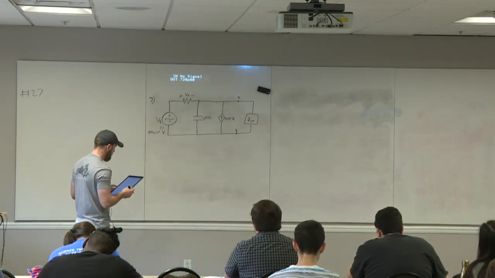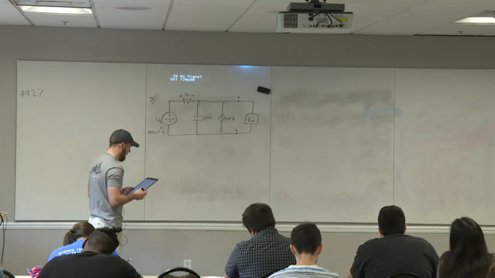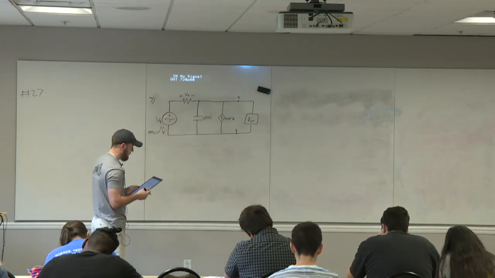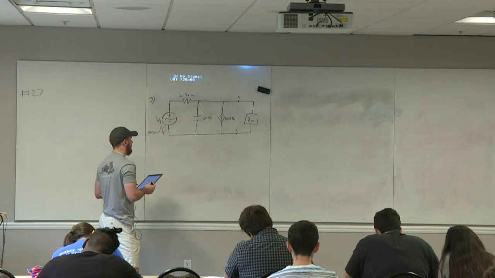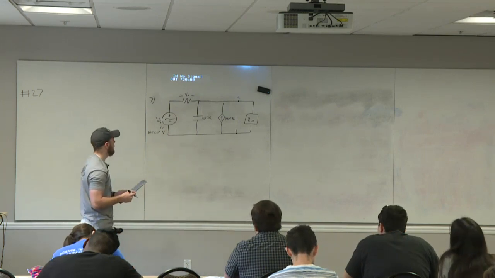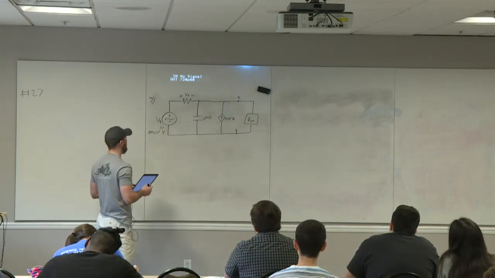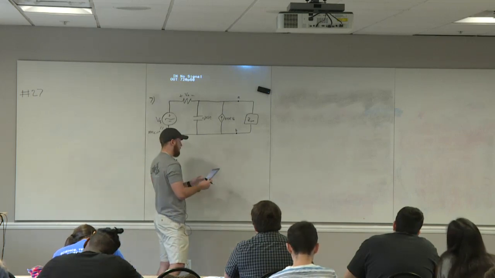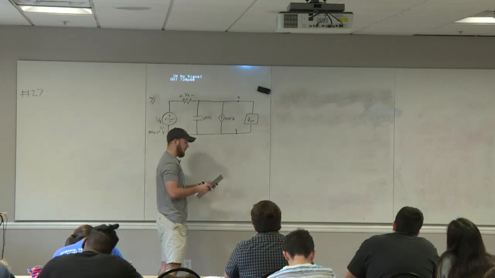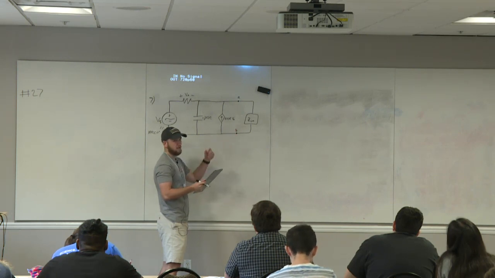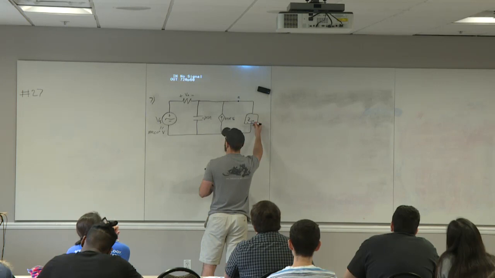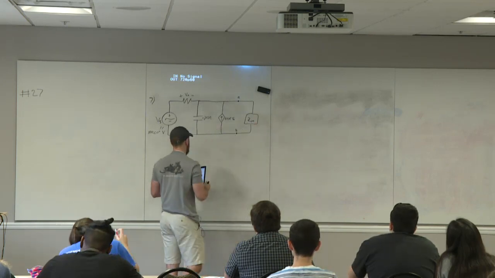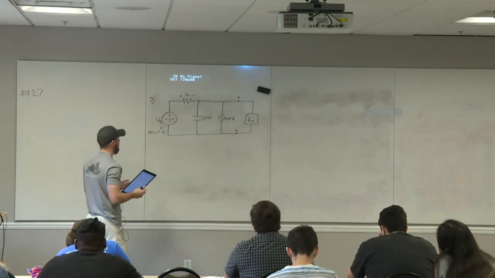So, part A is determine the load impedance value, Z load, so that the maximum average power is delivered to the load. This is a problem where you can do it a couple different ways. But basically, whenever you get a problem that asks you to solve for the value of Z load so that maximum power goes through it, we want to find Z equivalent from the load's perspective and use that to solve for its value.